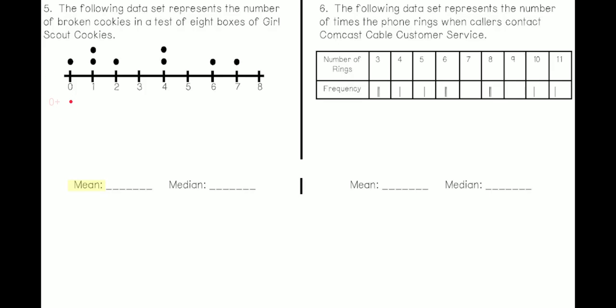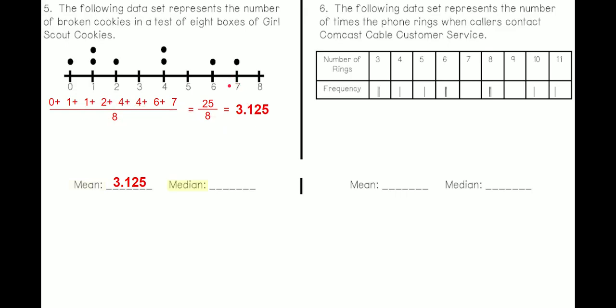So you're going to add up 0 plus 1 plus 1 plus 2 plus 4 plus 4 plus 6 plus 7. Add that up, divide it by 8 because there are 8 boxes we checked. The top equals 25. The bottom is still 8. So 25 divided by 8 is 3.125. So you should expect about 3 cookies or 3.125 breaks. That's the mean average. Now let's find the middle number.